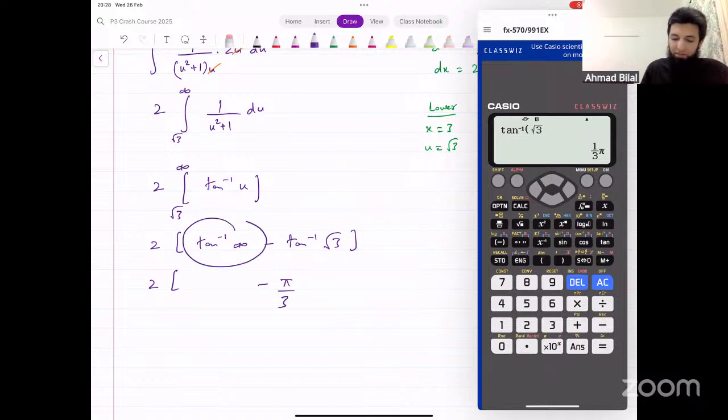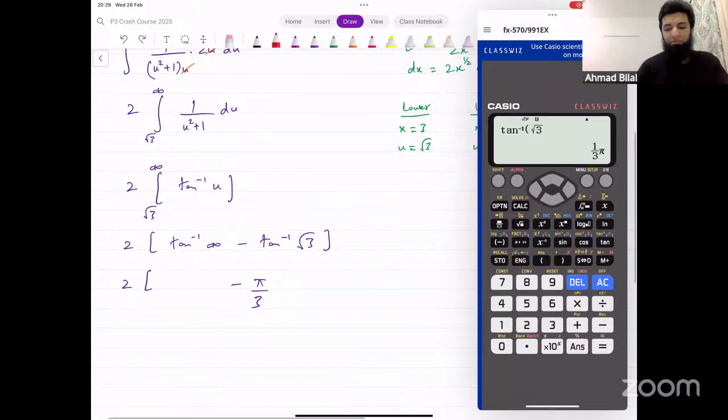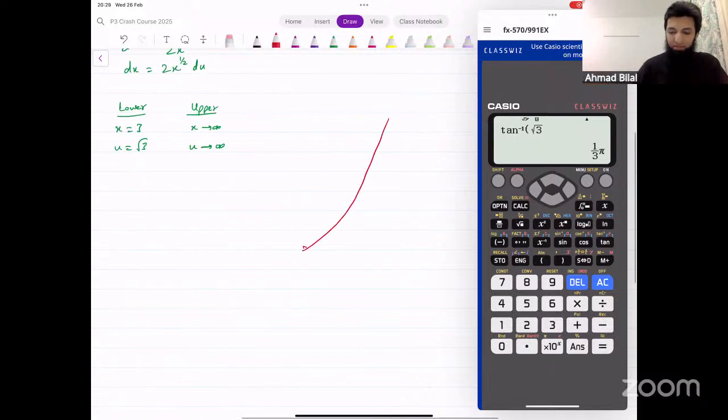What do we do with this now? Tan inverse of infinity. Tan inverse of infinity is pi over 2. Why? Where does tan go towards infinity? Remember the tan graph? Looks like this.